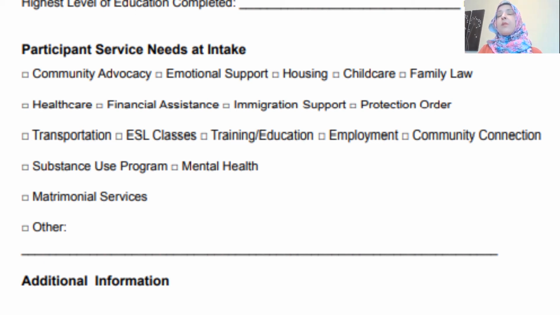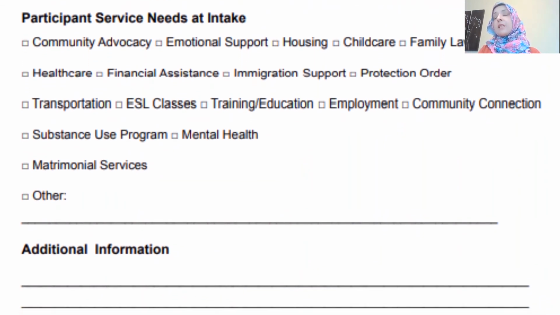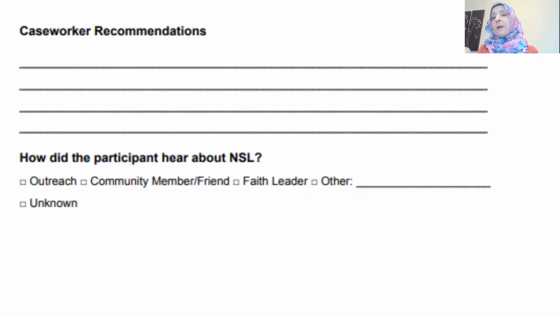Okay, and finally, we have put a section here for caseworker recommendations. So, after having identified the needs, the caseworker can add any additional information or suggestions that they feel would be helpful. And then finally, we do ask how the participant heard about NSL. It's an optional question, but it just helps us to gauge how well our marketing and publicity is going. So that is the intake form, a very crucial document, and really the pivot of how we're going to proceed with a particular application.